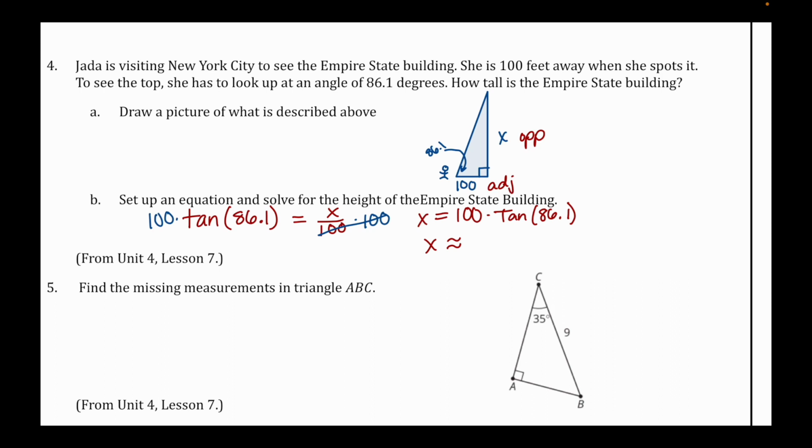So 100 times tangent of 86.1. Calculator says that is 0.852922. So let's round that. I'm going to say 853 since it was 8529. So 8, 5, and the 2 gets rounded up to 3 because of the 9 that came after it. So this is my calculated height.